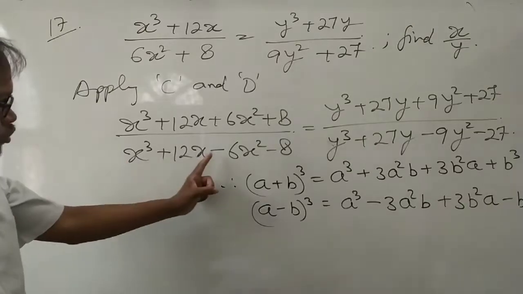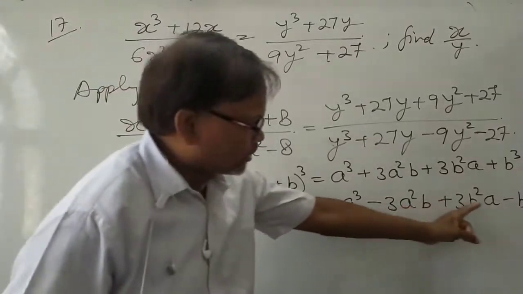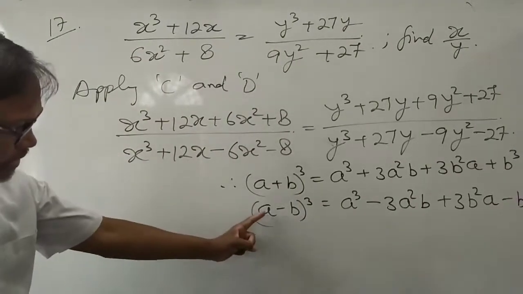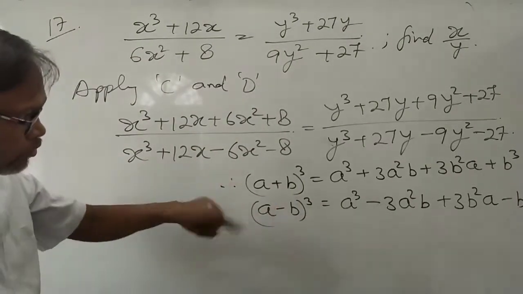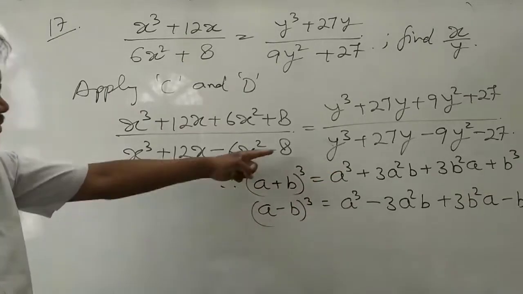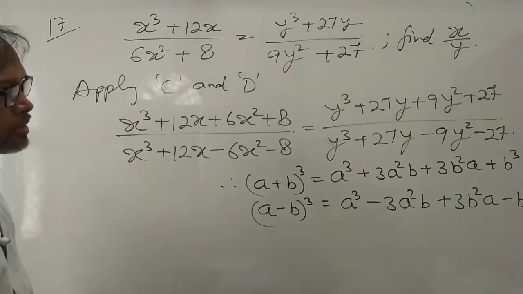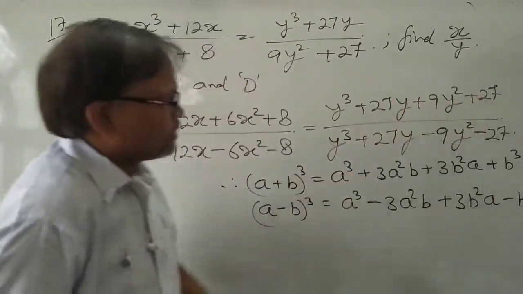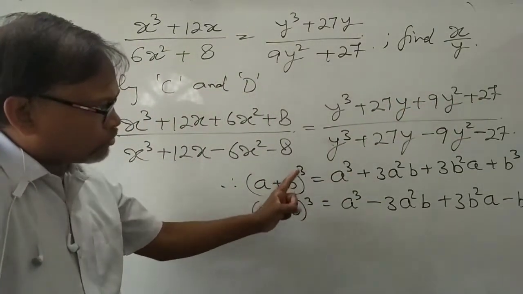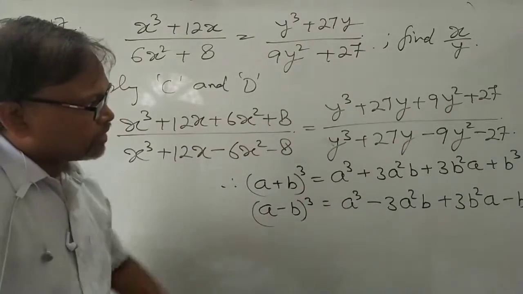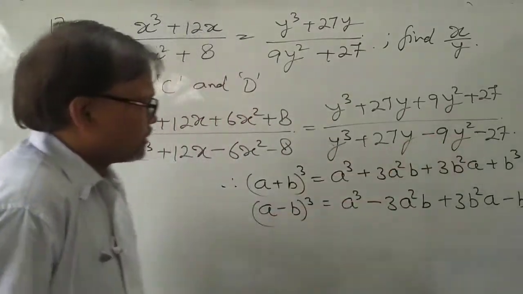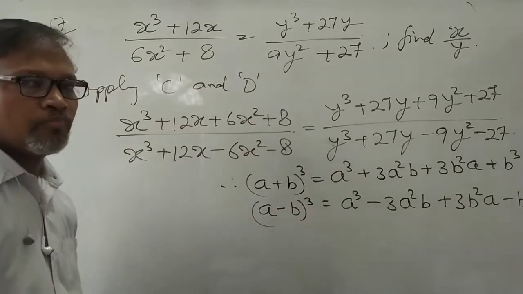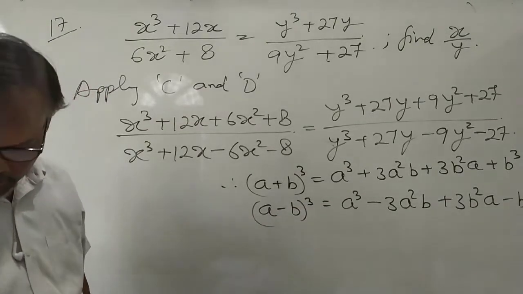Similarly, here there are two minus signs, and in this expansion also two minus signs. If you put x and minus 2 and expand using this formula, you will get the same thing. Similarly, for this, this is the cube of 3. If y plus 3 whole cube, you will get the same. Here also the two negative signs, so in this case y minus 3 whole cube. So in this way, you can guess.